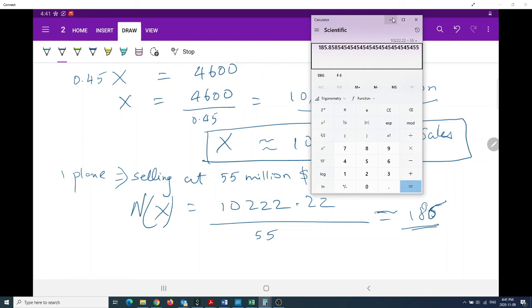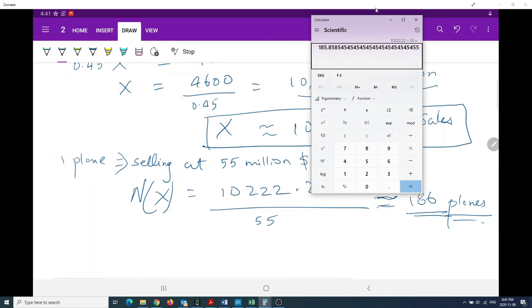So 186 planes is what you need in order to break even, and that is your accounting break-even.